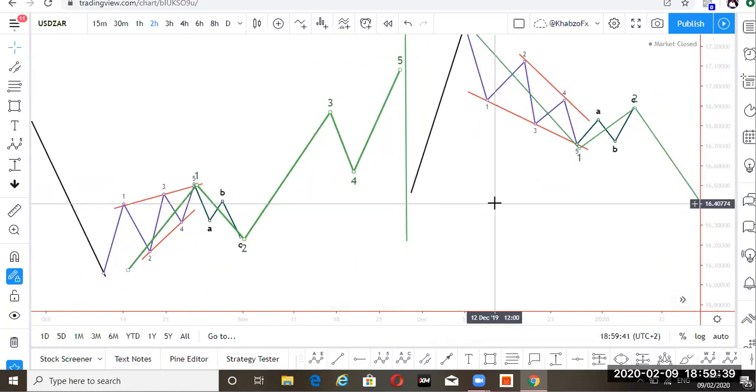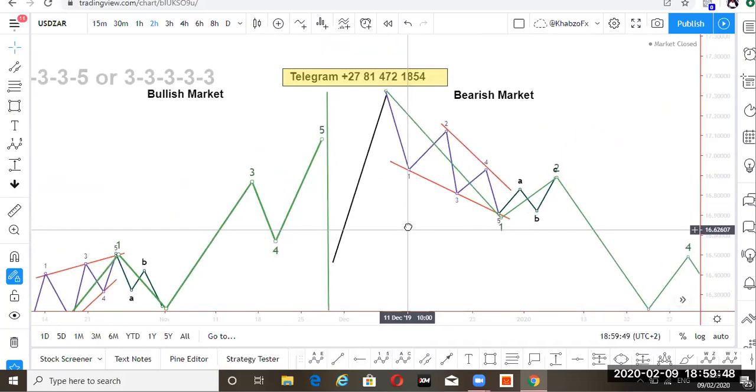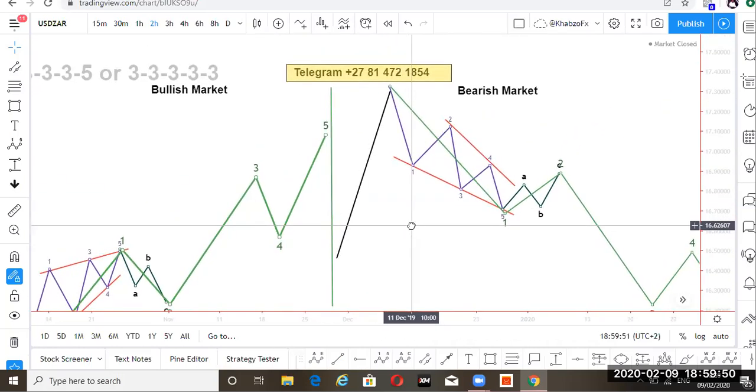You just need to understand the theory behind this pattern, and you apply it accordingly. You will be able to execute winning trades. You will be able to ride the trend as long as possible, right?